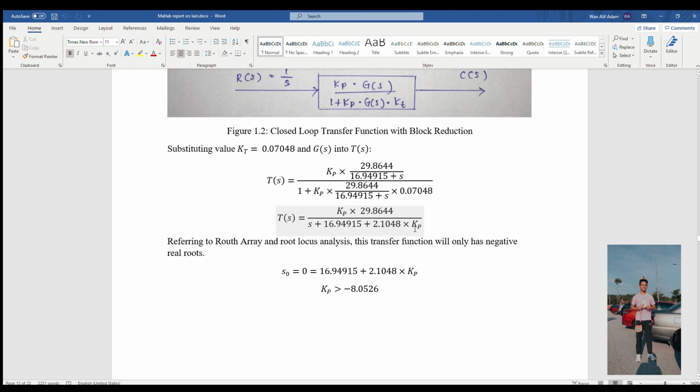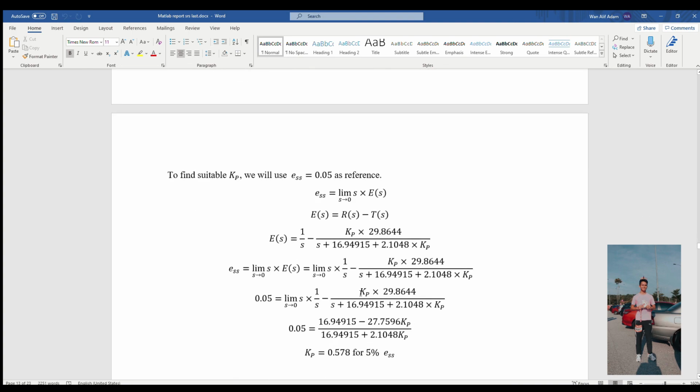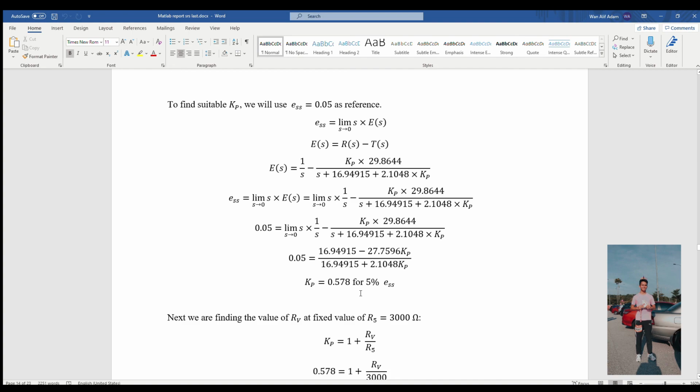Referring to the Routh array and root locus analysis, this transfer function will only have negative real roots if Kp is more than negative 8.0526. Then we need to find a suitable Kp. We'll be using ESS equal to 0.05 as a reference, so we substitute into the formula Kp times G(s) over 1 plus Kp times G(s) and Kt. From there, we could easily obtain Kp, which is 0.578 for 5% of ESS.